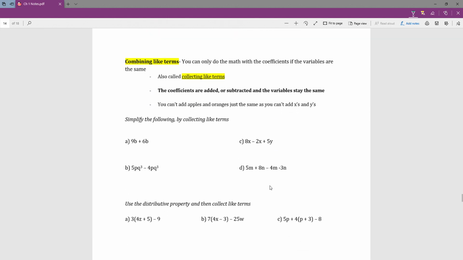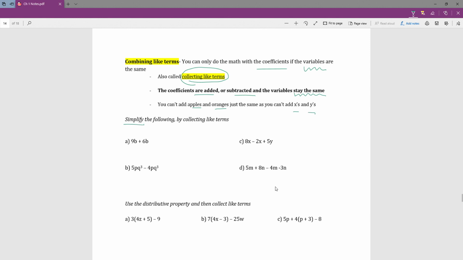Okay, so combining like terms or adding and subtracting terms, you can only do the math with the coefficients, so add and subtract the coefficients if the variables are exactly the same. It's also called collecting like terms. So the coefficients are added or subtracted, and the variable stays exactly the same. Nothing changes. So it's kind of like you can't add apples and oranges, just as you can't add x's and y's. So let's take a look at these.